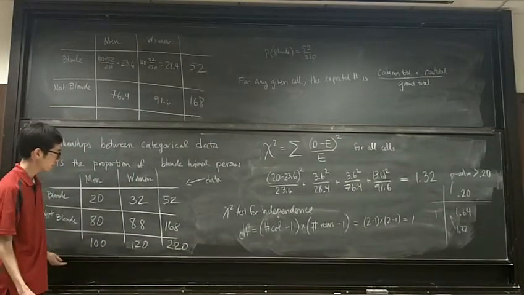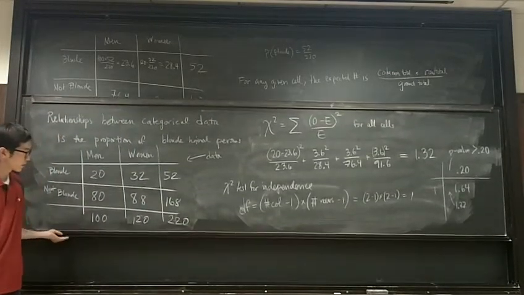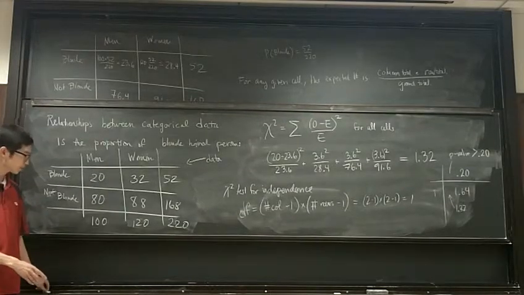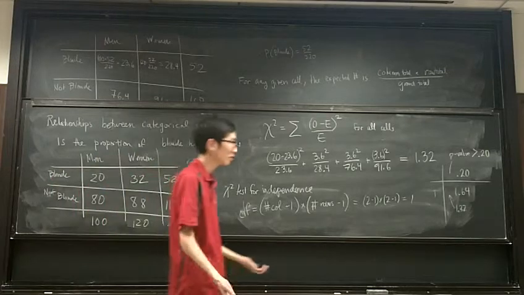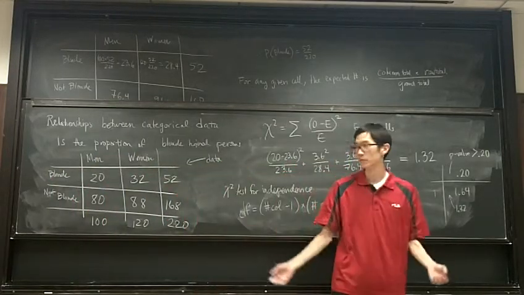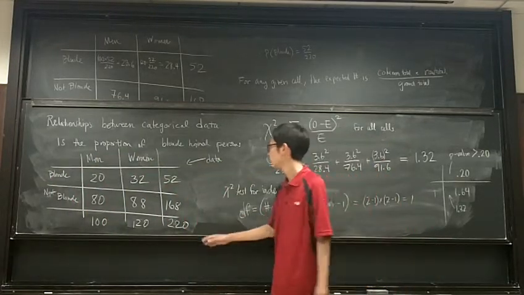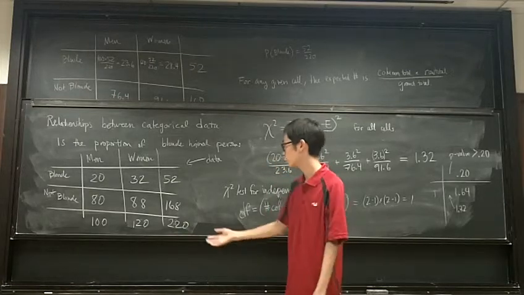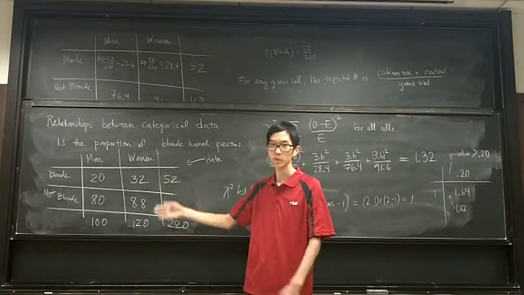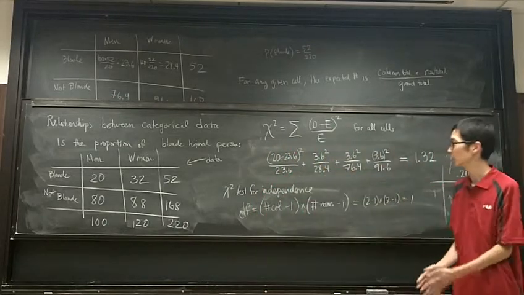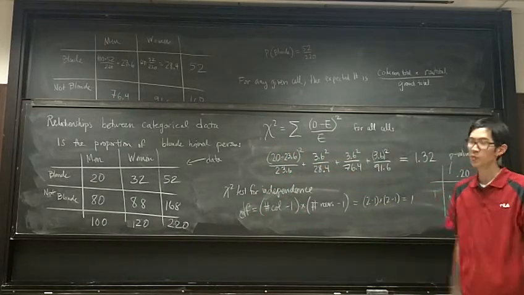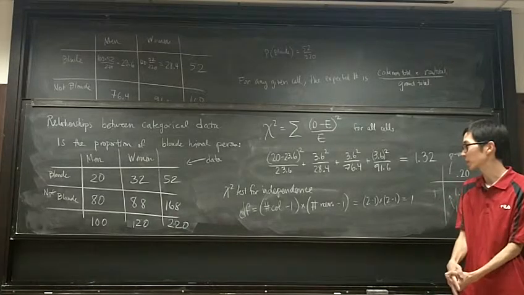And so that says, if the proportion of blonde-haired men and blonde-haired women are the same, then anytime you take a sample of 220 people, you've got over a 20% chance that your data would look something like this or more extreme in terms of the proportions of blonde-haired men and blonde-haired women.